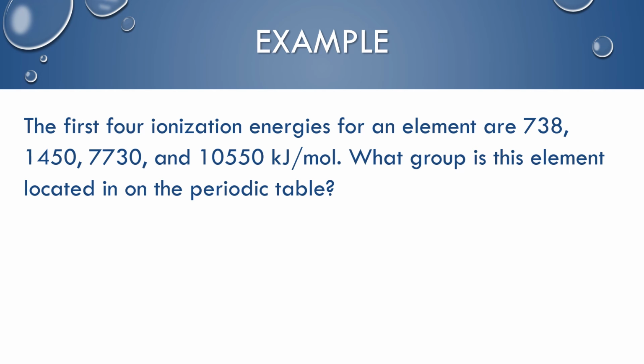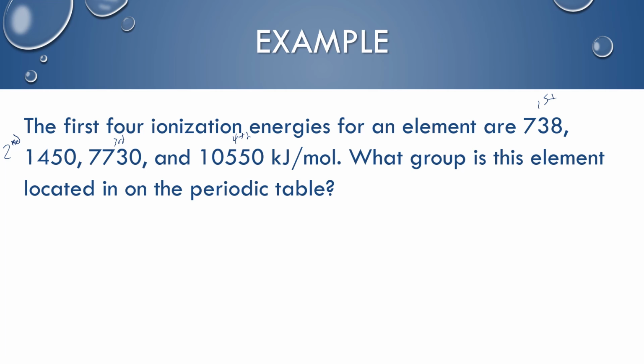Okay, so here's another example. We've got the first 4 ionization energies for an element. The first is 738, the second is 1450, the third is 7730, and the fourth is 10,550. So what group is it located in on the periodic table?